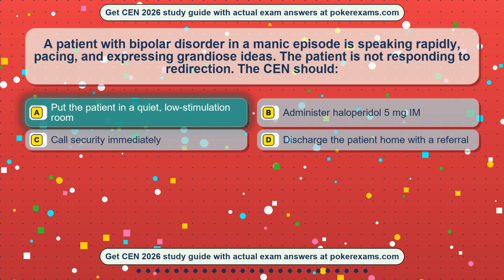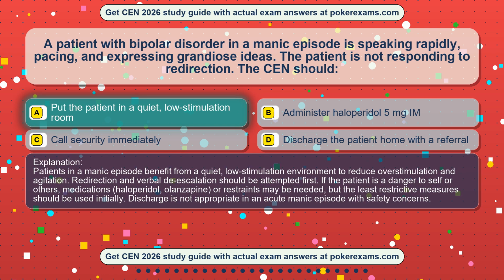The correct answer is option A, put the patient in a quiet, low-stimulation room. Patients in a manic episode benefit from a quiet, low-stimulation environment to reduce overstimulation and agitation. Redirection and verbal de-escalation should be attempted first. If the patient is a danger to self or others, medications, haloperidol, olanzapine, or restraints may be needed, but the least restrictive measures should be used initially. Discharge is not appropriate in an acute manic episode with safety concerns.